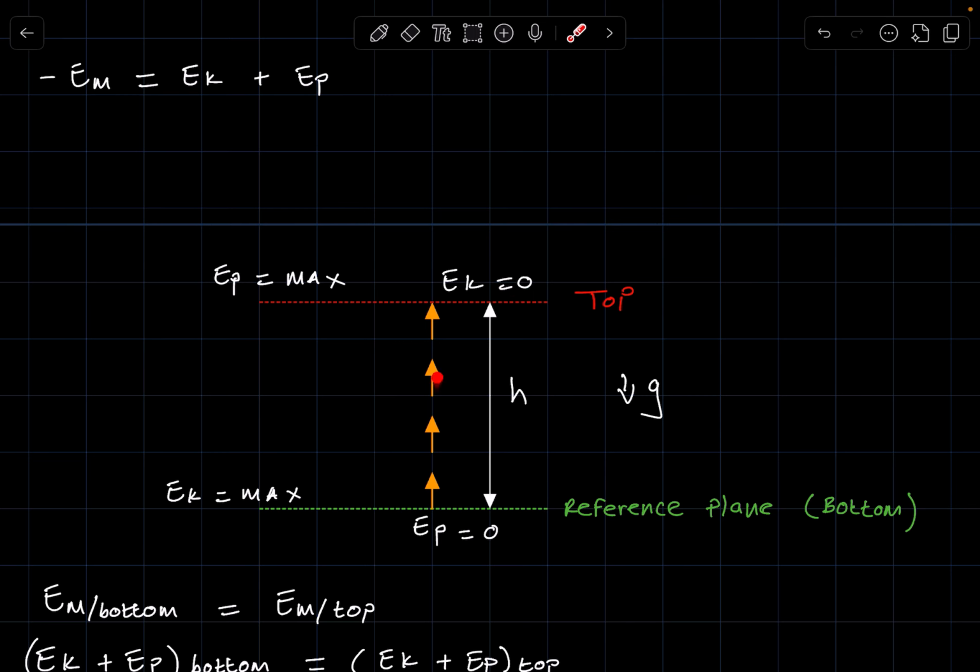And then, having accumulated a height h from the ground, at maximum height, that is when the potential energy is also at its maximum. So at the top, the kinetic energy is equal to 0 because the velocity at the top is equal to 0. And then the potential energy at the top is at its maximum. Why? Because the object is at its maximum height.